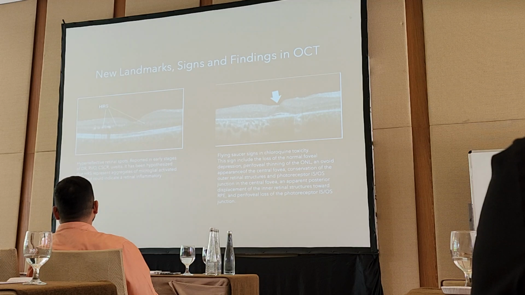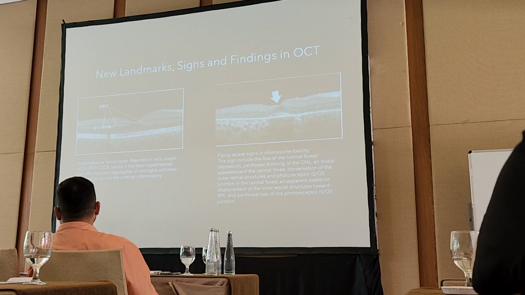And the importance of OCT is that it can give you a biomarker for the progression of disease, or a better understanding of the pathogenesis. And these are the new landmarks and findings in OCT that the retina community has recently found. This one is the hyperreflective retinal spots. This is reported in early stages of diabetic retinopathy, vascular occlusion, CSCR, or uveitis. It has been hypothesized that HRS represent aggregates of activated microglial cells, so it's a retinal inflammatory response.